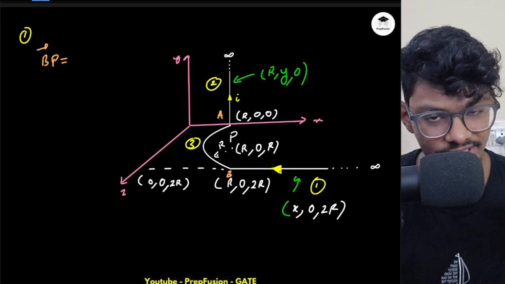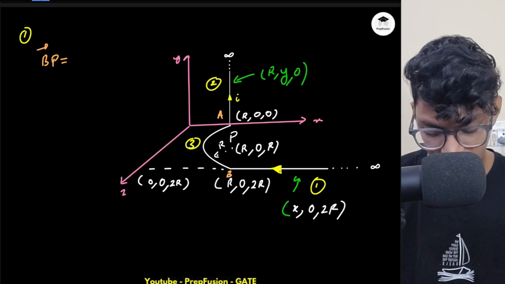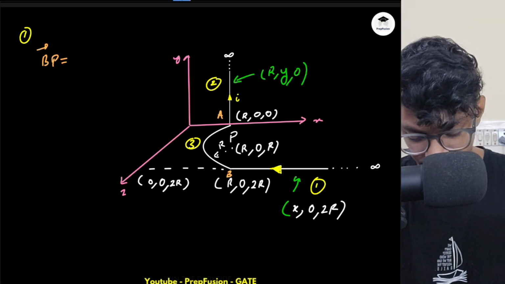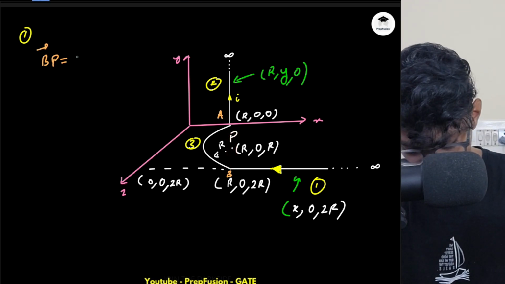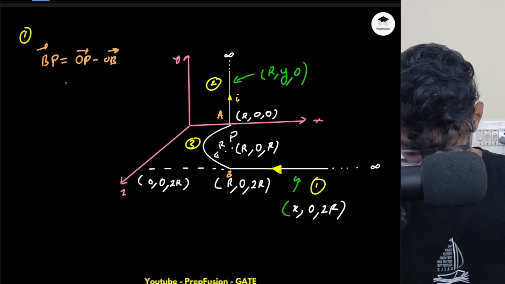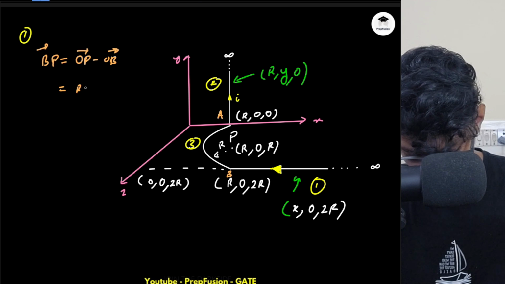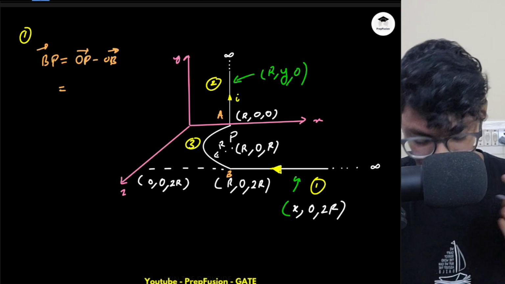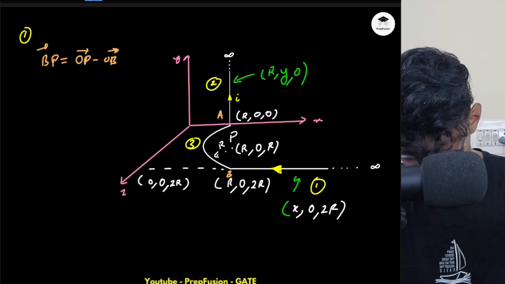I already know the answer, I can solve it in 30 seconds, but I just wanted to explain it a bit more. That BP vector is what? BP vector is pointing outwards, right? So it will be OP minus OB. And what is OP? OP is R AX and R AZ. Okay, so I'll directly compute this.